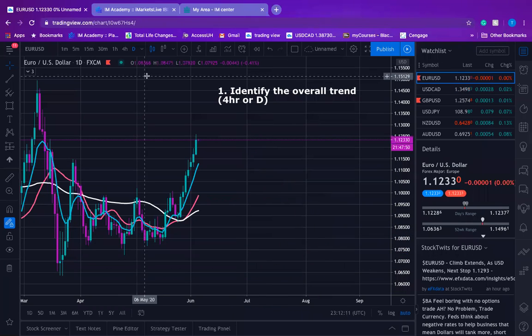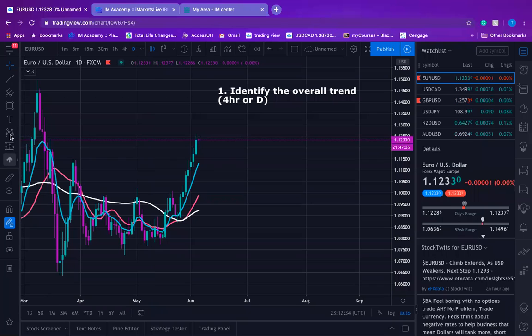So that's the first step: identify the overall trend. Drop a 3 in the chat if you understand the 2 trends. Up or down. We don't have a middle, we don't have a slanted. We just have up or down. All right, cool. So you guys have perfected the first step.